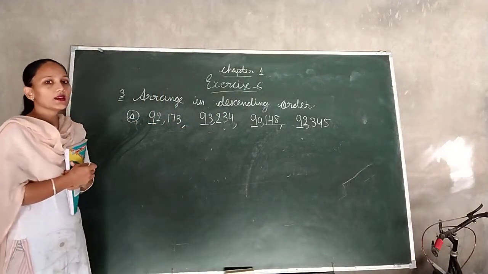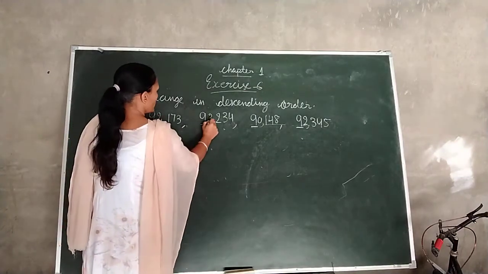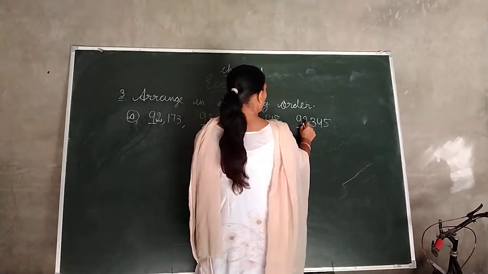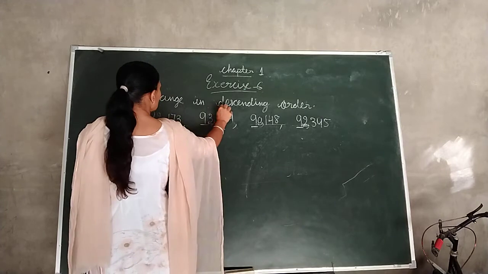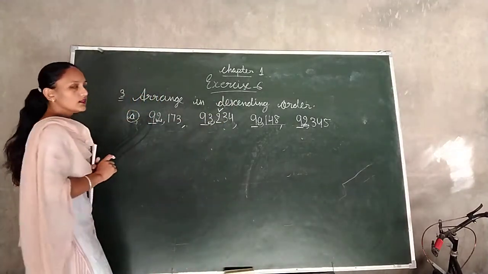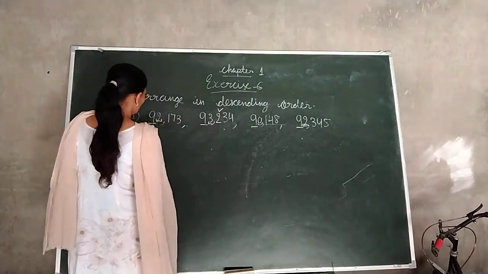Next we will compare the digits in 1000 place. 2, 3, 0, 2. Which digit is greatest? 3. So what it means, 3 is the greatest. So it means this number is greatest.